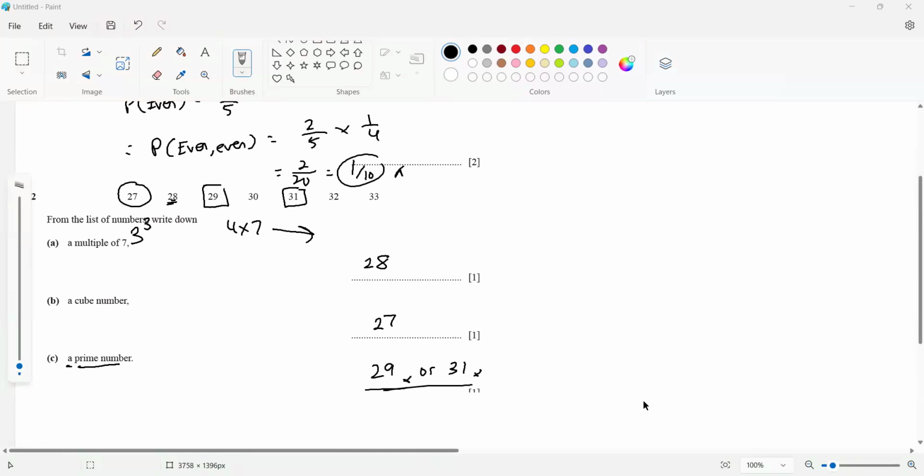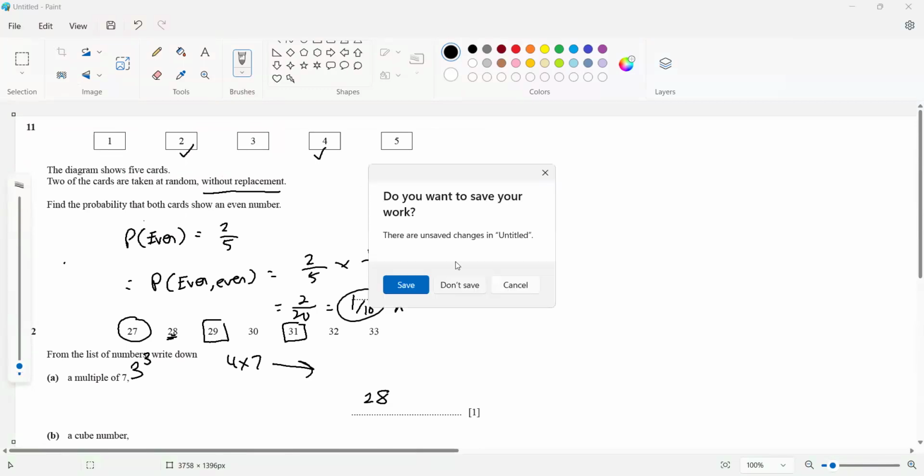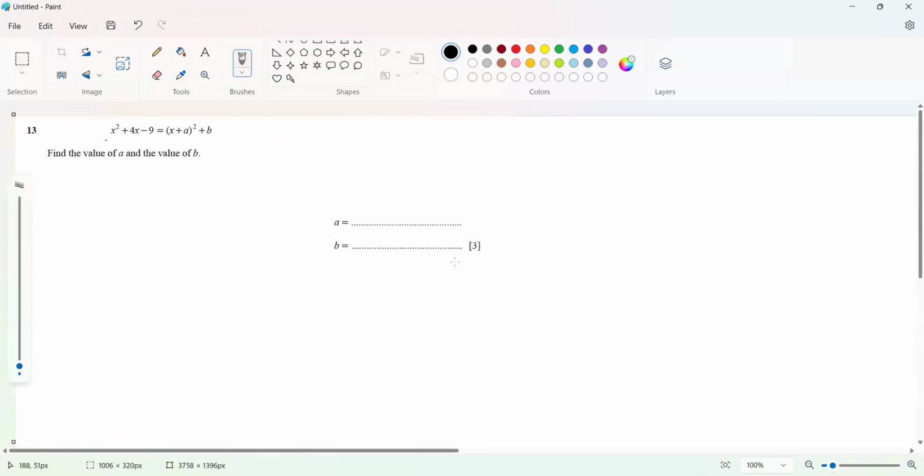So for number 13, question number 13, it is a completing the square question. For our completing the square question, we have to find the value of a and b from x squared plus 4x minus 9 to this form. This has already been simplified, x squared plus 4x minus 9. First thing we check is that the coefficient of x squared has to be 1.